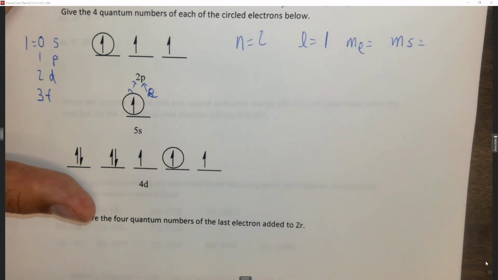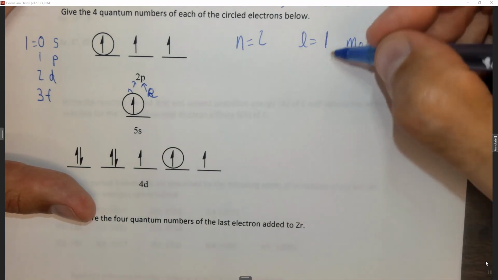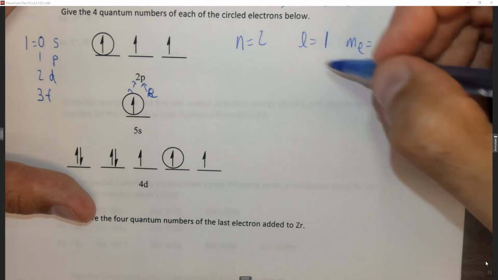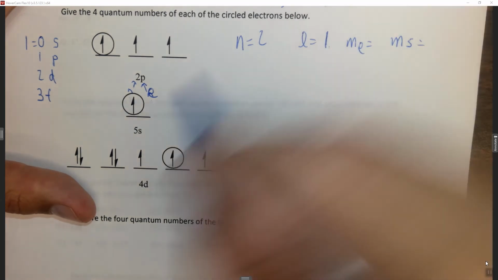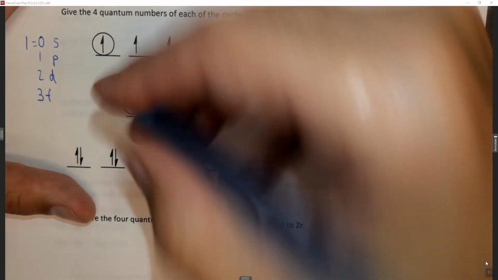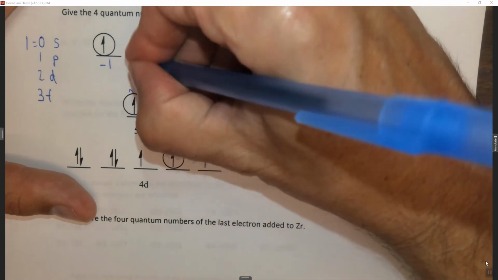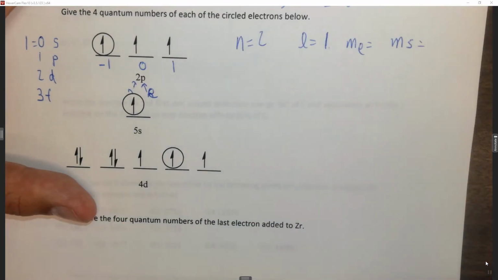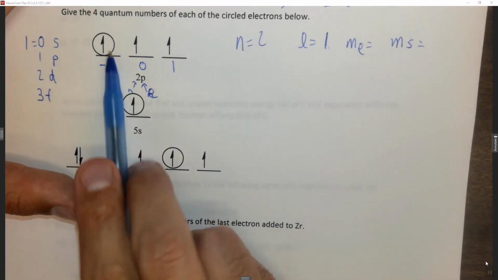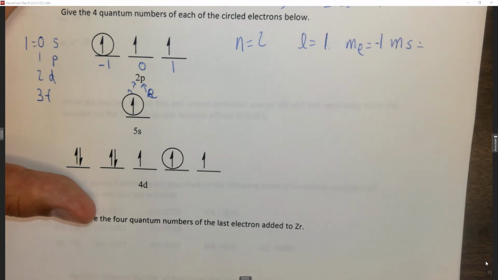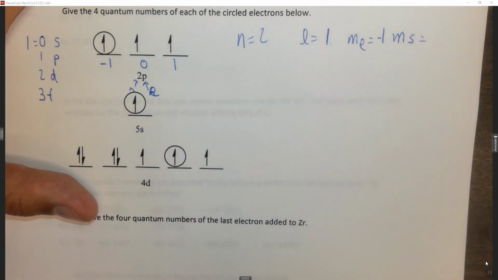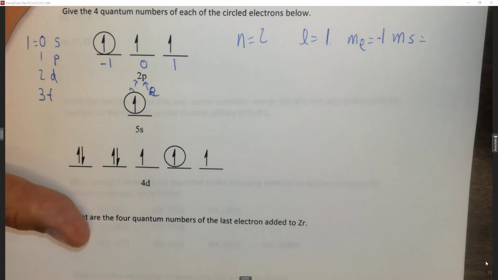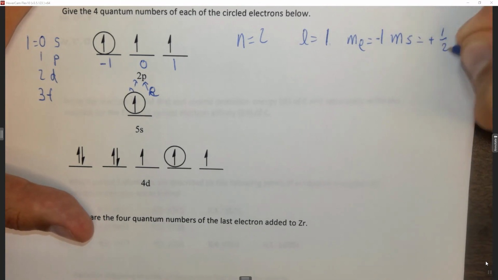All right, so here we have n and L. How am I going to find m sub L? Well, what are the possible values of m sub L based on an L of 1? They're -1, 0, and 1. Remember that a p orbital has 3 orbitals. I see 3 p orbitals here. There's the -1, 0, and 1. So I just labeled them from left to right. The circled electron is in the -1. M sub S is, up is plus a half, down is minus a half. So this is plus a half.